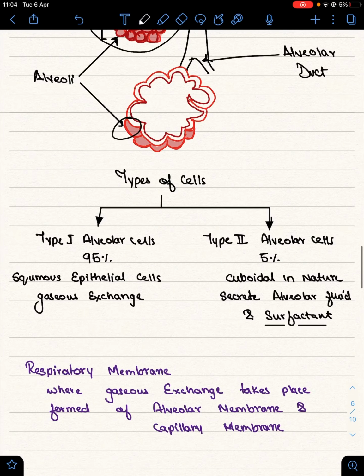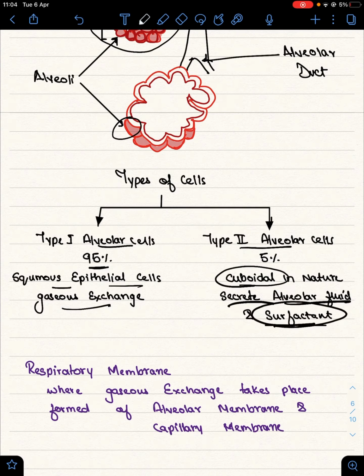There are two types of cells in the lungs: alveolar cells type 1 and type 2. Alveolar cells type 1 are about 95%. They are squamous epithelial cells, useful for gaseous exchange, while type 2 cells, which are cuboidal in nature, are also important for secretion of alveolar fluid and surfactant. I'll tell you about surfactant in the next video.